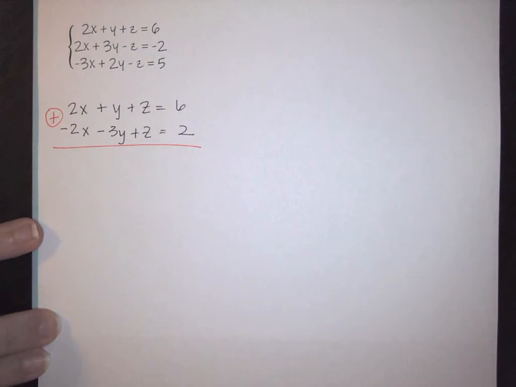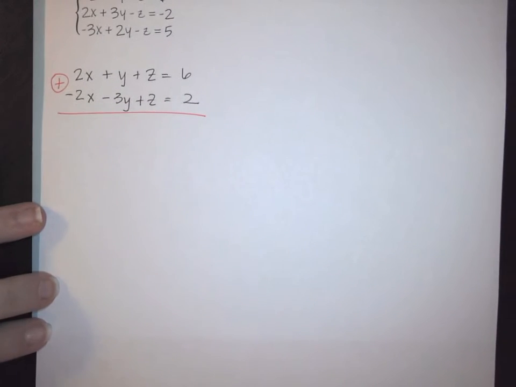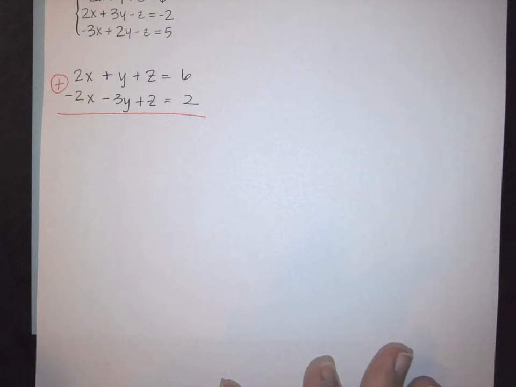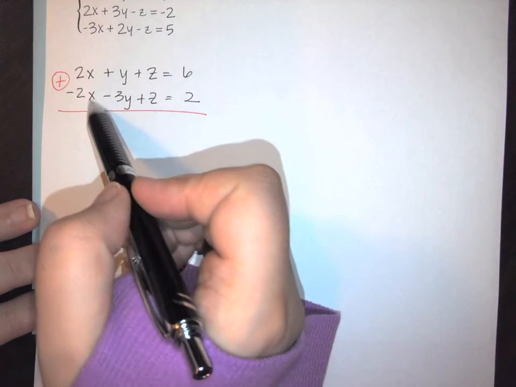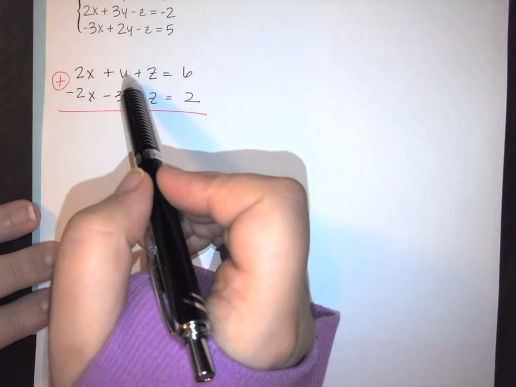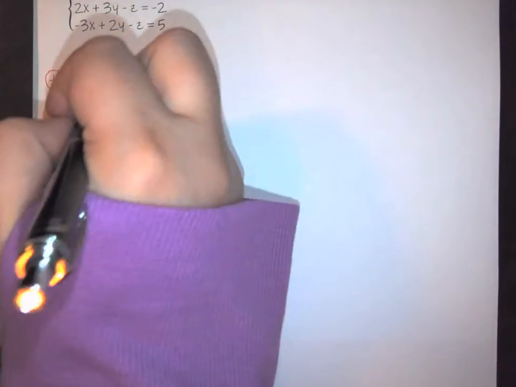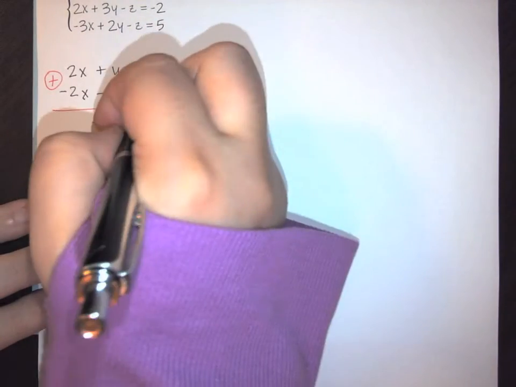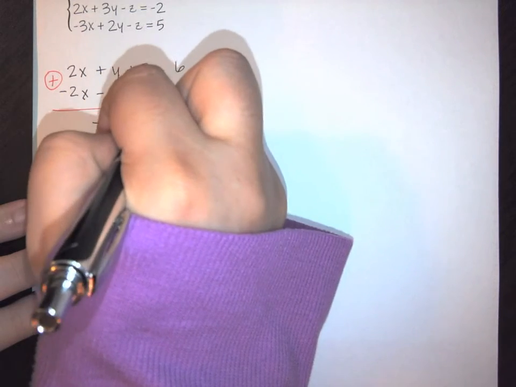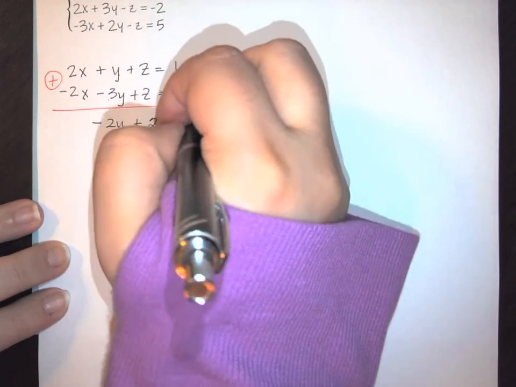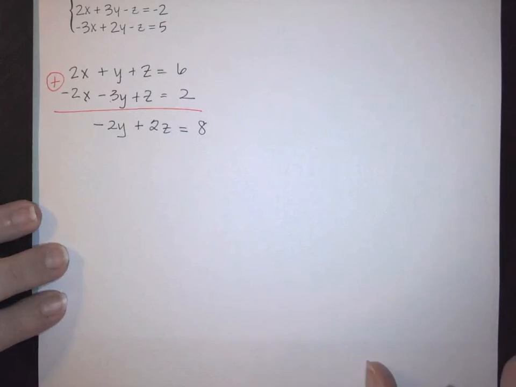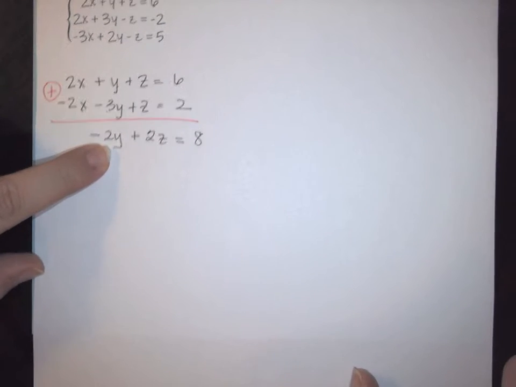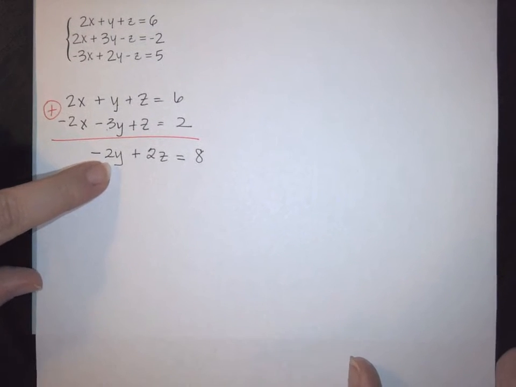I'm going to do it old school vertically, and in the process should hopefully eliminate a variable as we go. So here my x's are going to go away. I have y minus 3y is going to give you a negative 2y. z plus z is plus 2z, and 6 plus 2 gives you 8. So what you can see here is I've eliminated a variable, I'm down to 2. Well, I need to do that again.